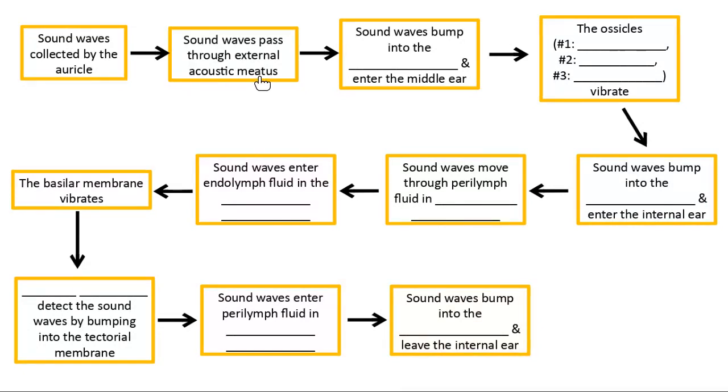Now, at the end of the external acoustic meatus, they bump into something that's going to help them get into the middle ear. What's the structure that divides the external ear from the middle ear?